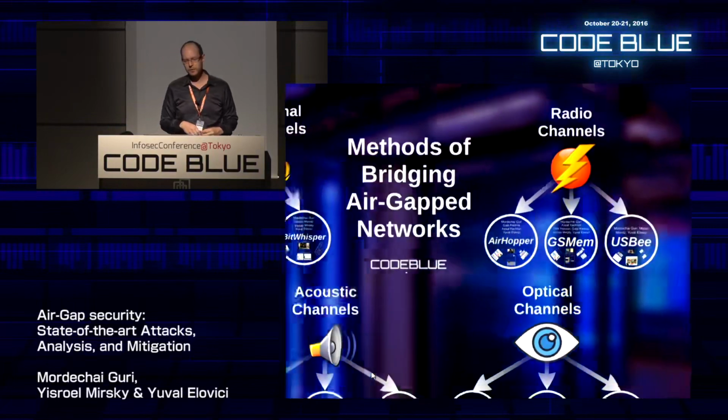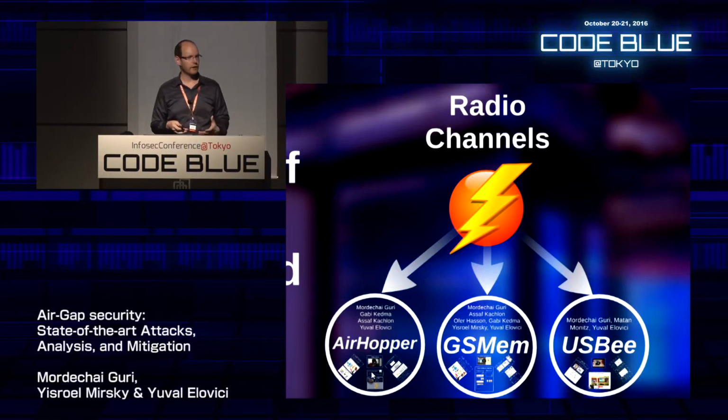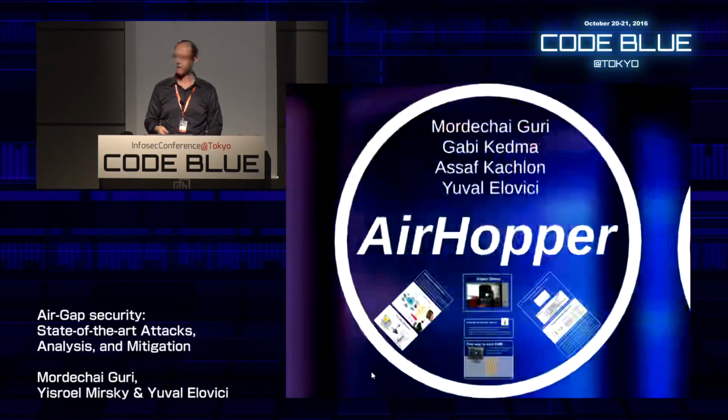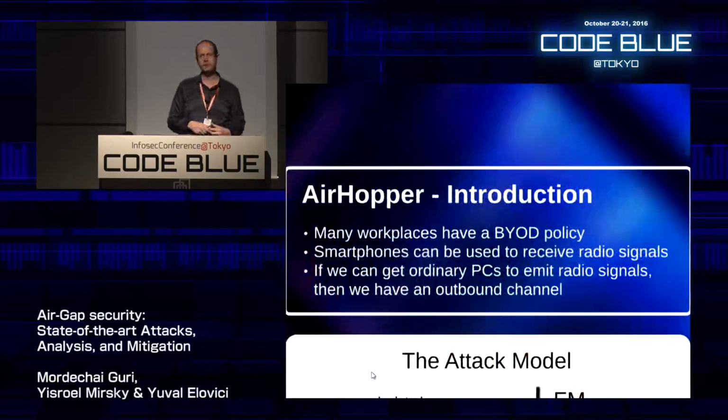Okay, so that brings us to the final type of channel, which is radio channels. And I like saving the best for last because radio channels are really the most efficient way of getting information out, typically also very quickly, and not only that, but covertly. So let's talk about the first method, which is AirHopper.